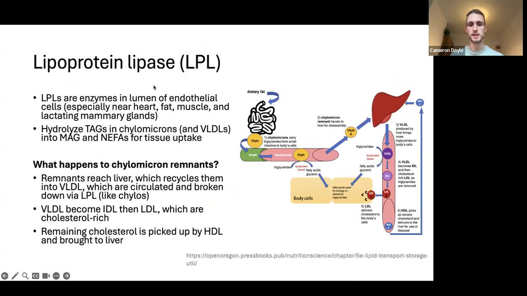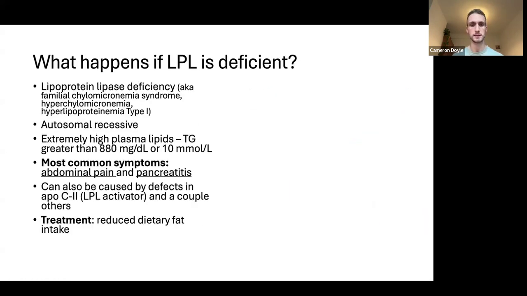Okay, lipoprotein lipase. These are enzymes on the surface of endothelial cells, and they hydrolyze the triacylglycerols from chylomicrons for tissue uptake. And then what happens to the chylomicrons? They circulate back to the liver and they're recycled as VLDL, which then circulate in the bloodstream. This is where also your short and medium chain fatty acids absorbed from enterocytes go directly to the liver via the portal circulation from the gut. So the chylomicrons just take a slightly longer pathway, basically.